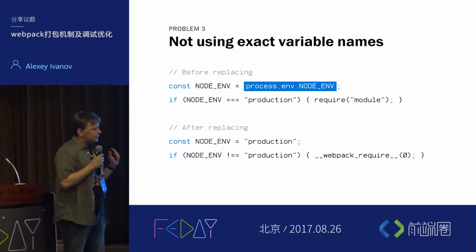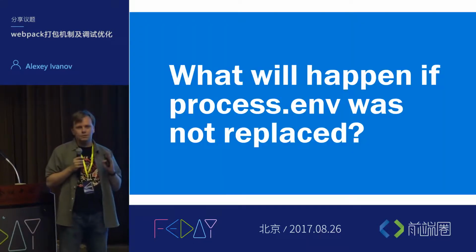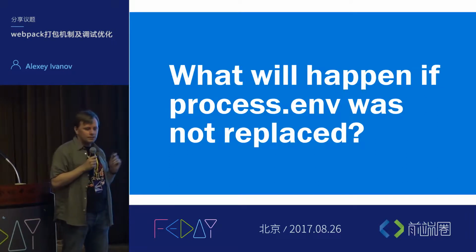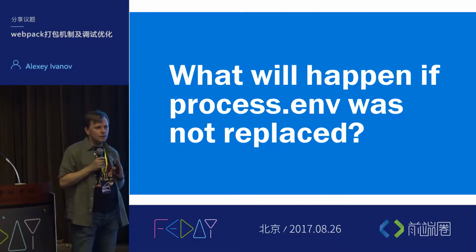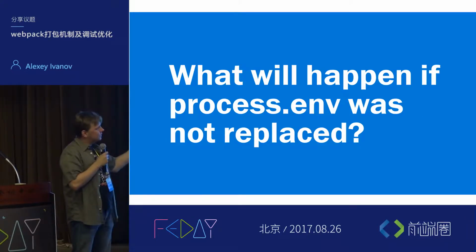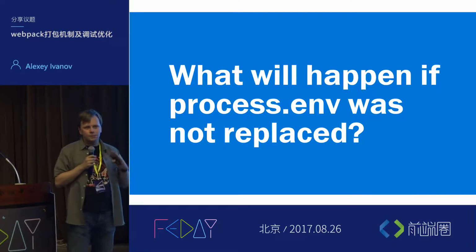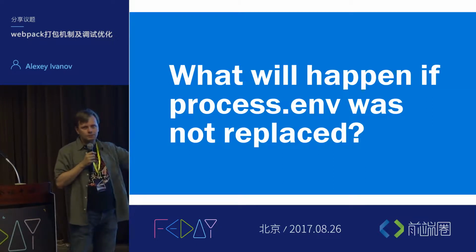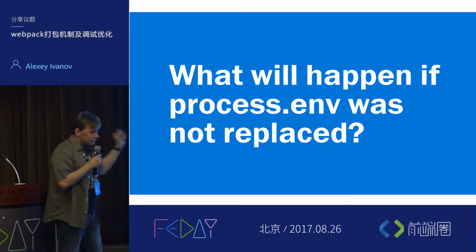In the example before, I showed you process.env.NODE_ENV. It's a standard name for a variable used inside Node applications and some JS applications to distinguish between the production and development version of the app. And process.env is the standard name for this variable. So a lot of libraries use it. So if you have React, Redux, or something like that inside your bundle, it will be there. But what will happen if you are not using DefinePlugin and didn't replace it? The following thing will happen.